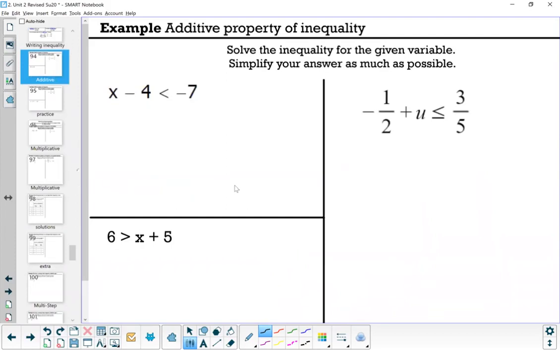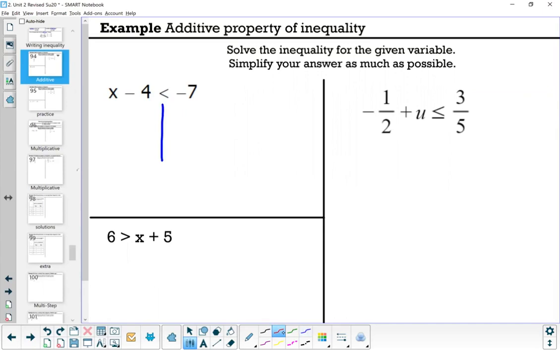So we'll start with the additive property. You're going to either add or subtract to solve for the solutions for the variable. The first question here says x minus 4 is less than -7. Even though we don't have an equal sign, use the inequality as your demarcation for one side of the inequality and the other side. So I'm going to draw a line here.